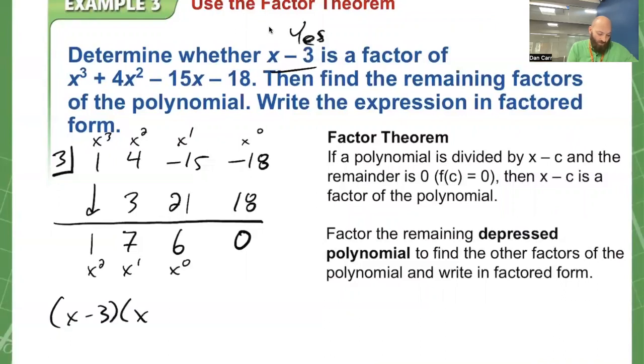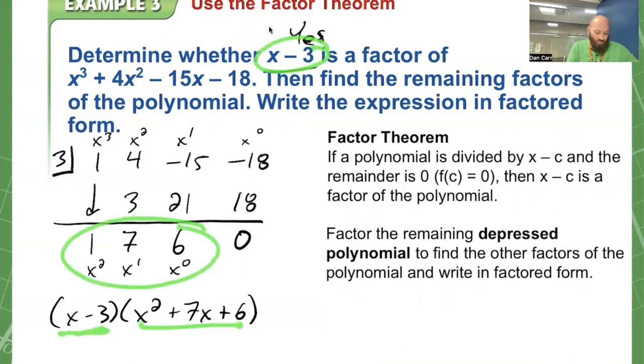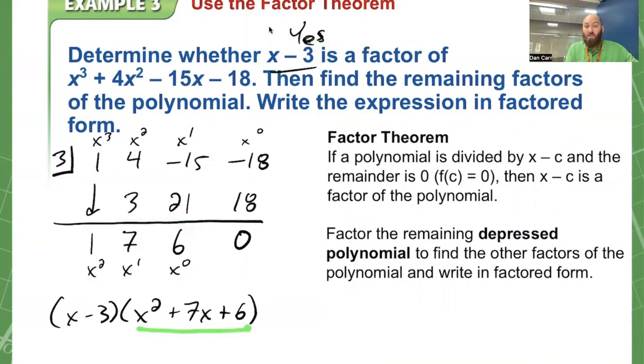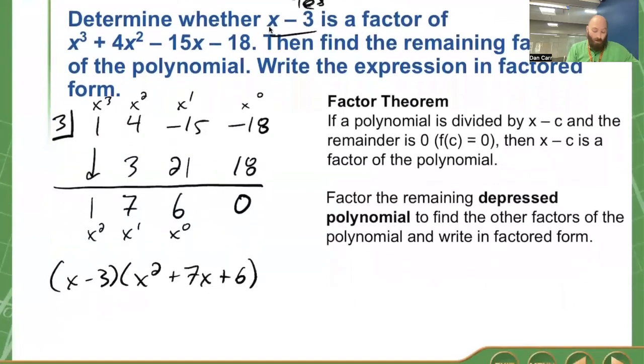x minus 3 times x squared plus 7x plus 6. Okay, I'm taking my factor and putting it in front, and the remaining coefficients are my new trinomial. From there, to get it any further in factored form, I'm going to double check: can I factor this any further? It says factor the remaining depressed polynomial, and that's what this is. It's my depressed polynomial, after we factor out the x minus 3. So double check. Can I factor x squared plus 7x plus 6?